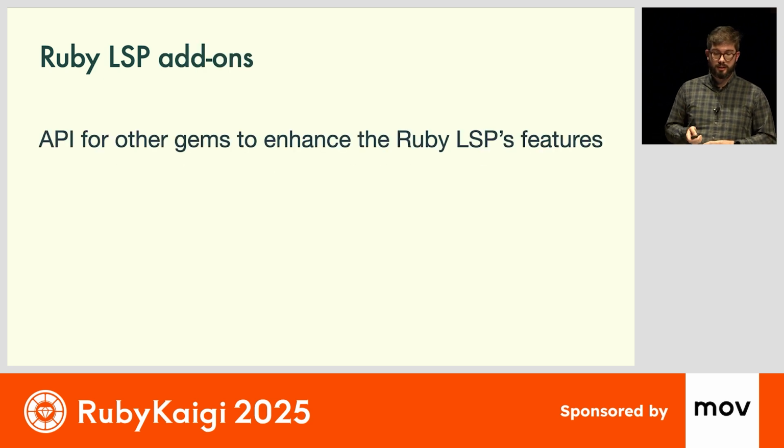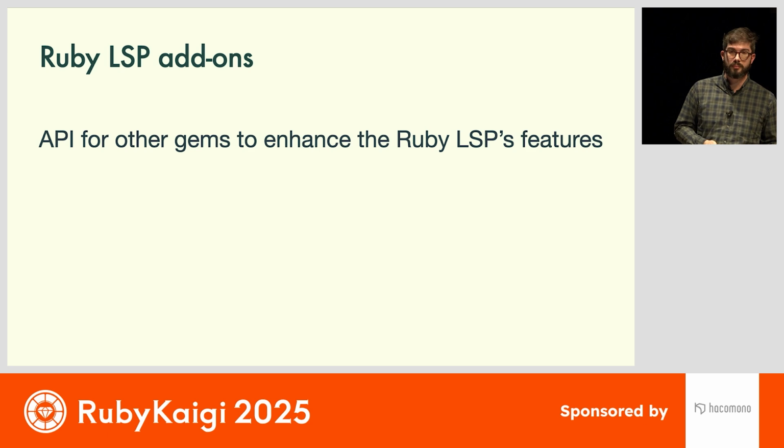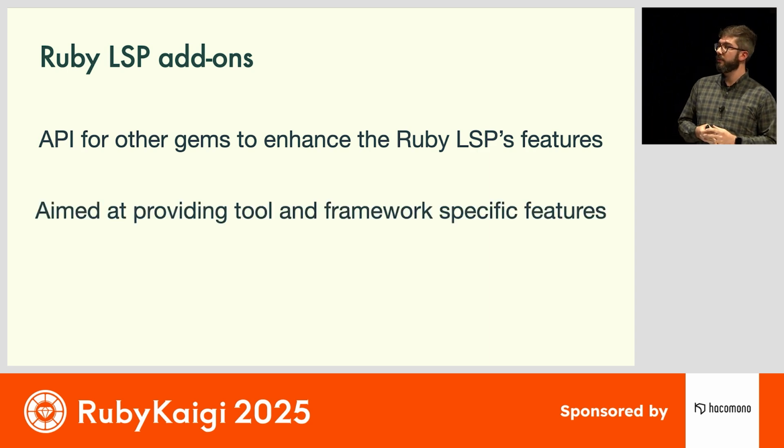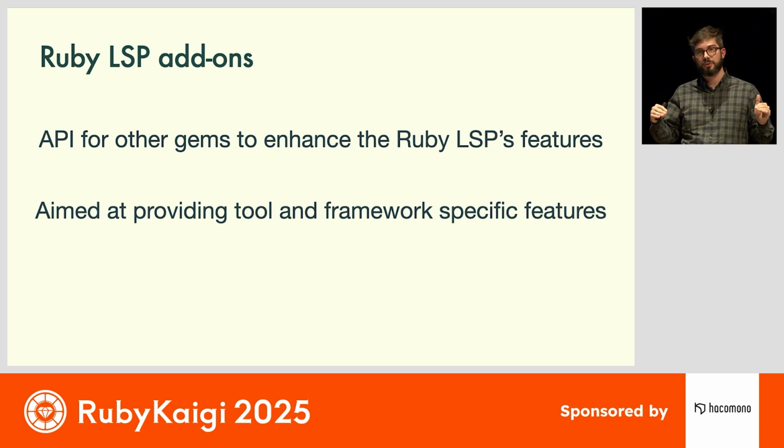And this is done through our add-on API, which is an API for other gems to enhance the base features that we provide from the Ruby LSP language server. And the idea is for tool and framework-specific features and integrations to be added to the editor. So the Ruby LSP provides the base features for Ruby, for any type of Ruby code, and then DSL-specific things, integrations that are related to other frameworks, are all done via add-ons.